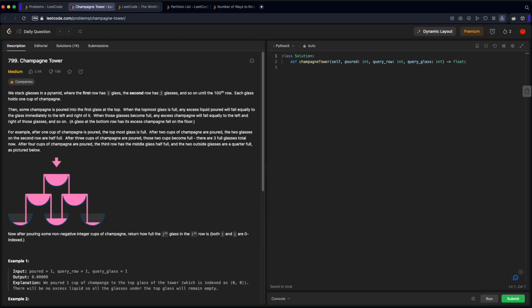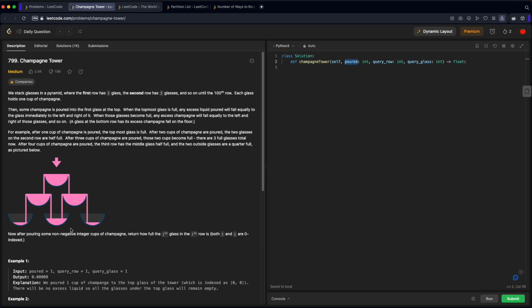Today we're looking at LeetCode problem 799, Champagne Tower. This is a medium problem. I'm not going to read the whole thing, but basically we're given a tower of champagne glasses. We pour a certain amount of champagne, represented by poured, into the top glass. Any overflow will then pour into the glass on either side equally. So half the extra flow that comes into the top glass will go to the left, and the other half will go to the right.